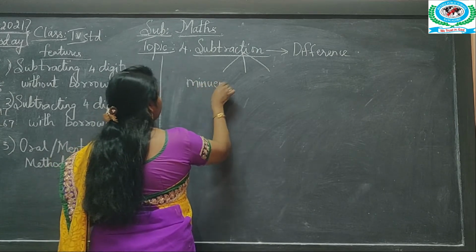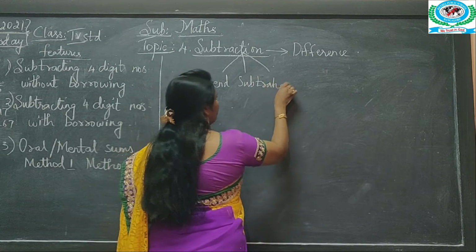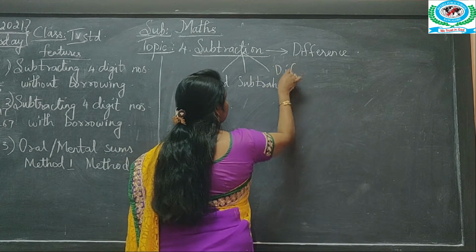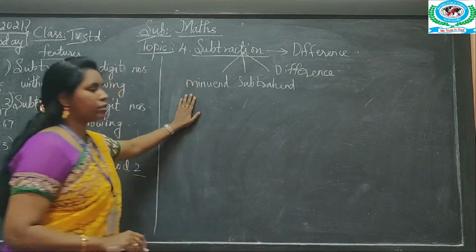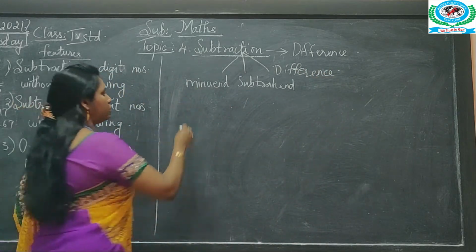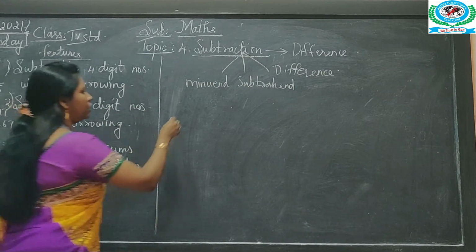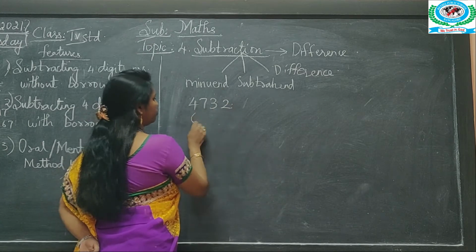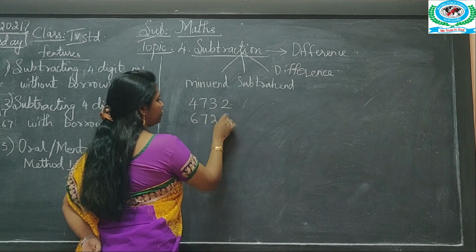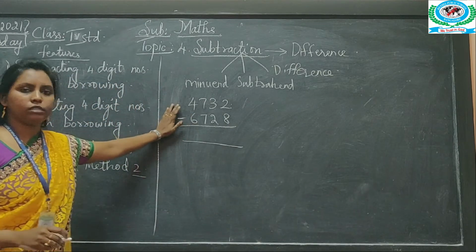minuend, subtrahend and difference. Okay. So first one, what is a minuend? Suppose if I give you a 4-digit number, 6728 minus. Okay. So we will have a sum like this.